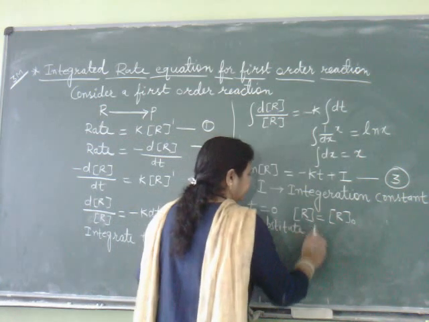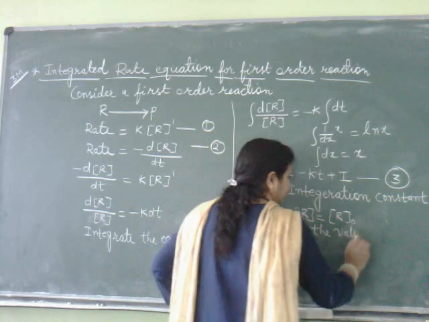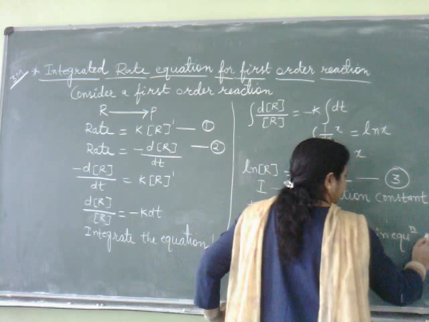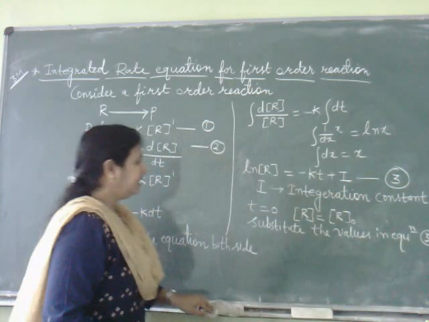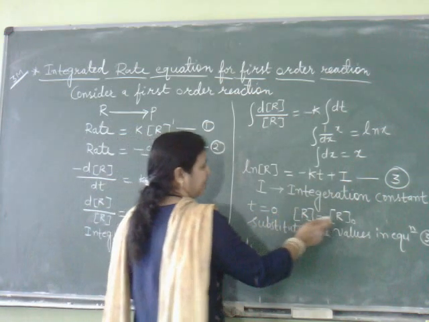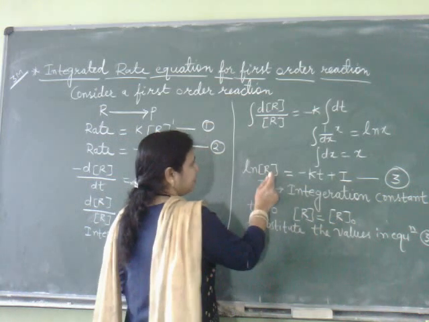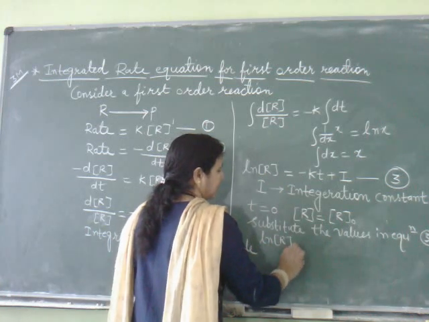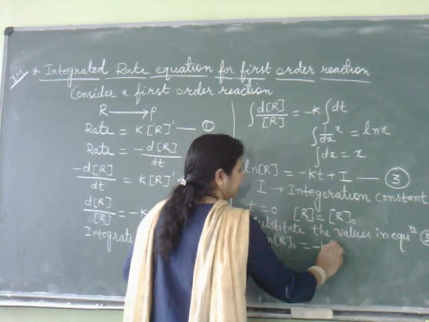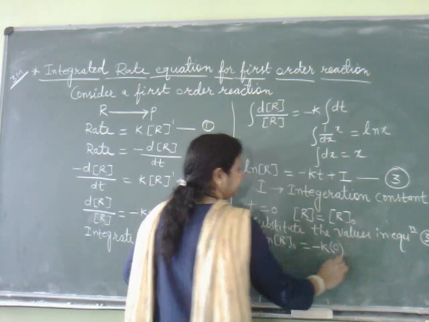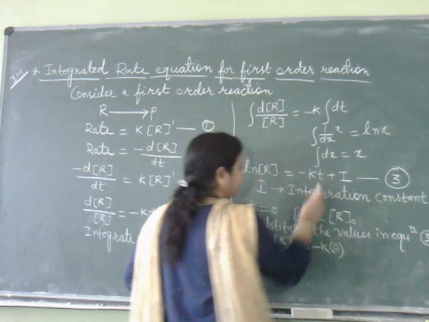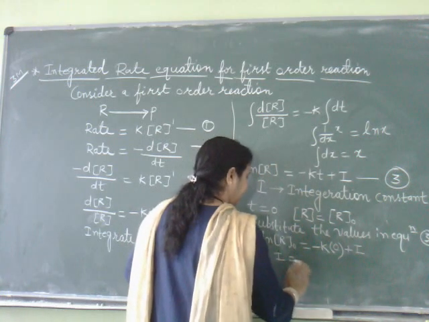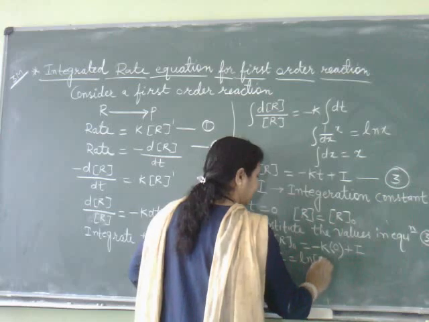Substitute the values in equation 3. So what will we get here? When t is equal to 0, [R] becomes equal to [R]0. So instead of this [R] we write [R]0 here. So ln [R]0 is equal to minus k times t, where the t value is 0, plus I. So the I value becomes I is equal to ln [R]0.